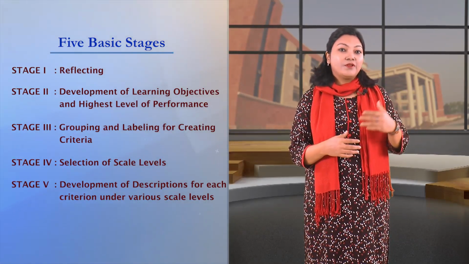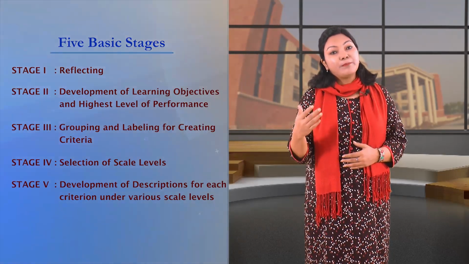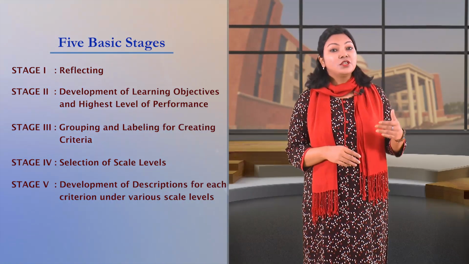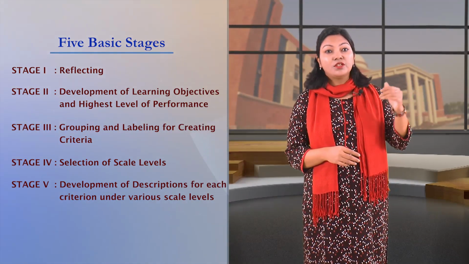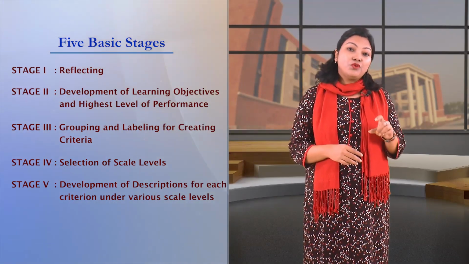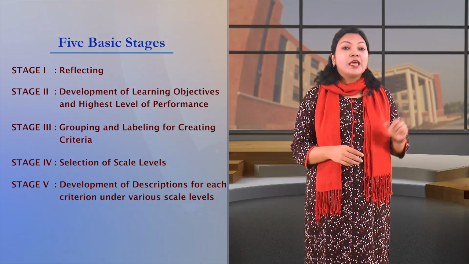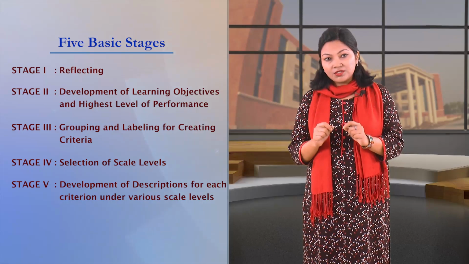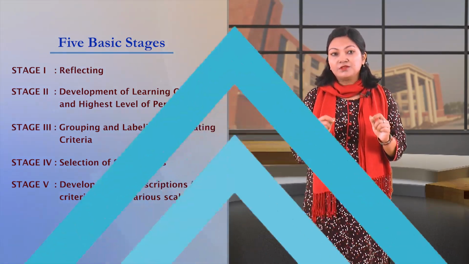Stage 1 is reflecting, stage 2 is development of learning objectives and highest level of performance, stage 3 is grouping and labeling for creating criteria, stage 4 is selection of scale levels, and stage 5 is development of descriptions for each criterion under various scale levels.